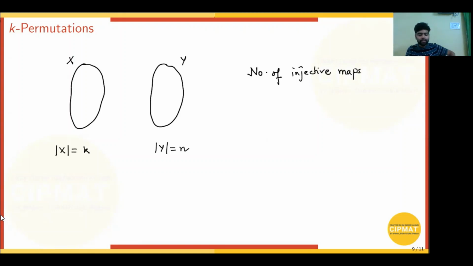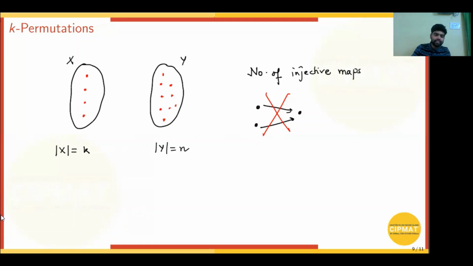Now, what do I mean by injective maps? By injective maps, I mean that there can be no such possibility that from an element of X there is a map to a single element. This thing is totally not allowed. I want to find out the number of injective maps over here. So suppose there are k elements over here and n elements over here, a lot of elements over here.